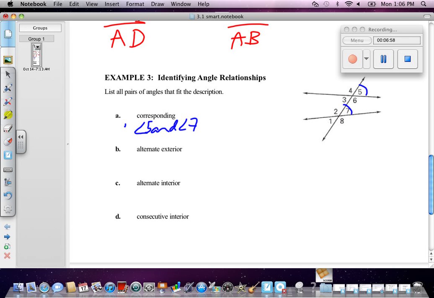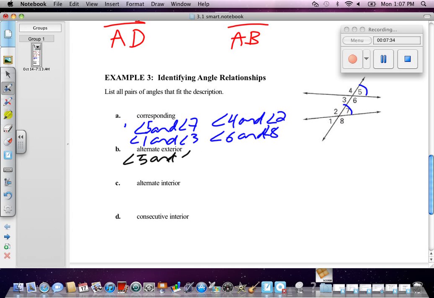4 and 2? 4 and 2. What else? 1 and 3? 1 and 3. And 6 and 8? 6 and 8. Okay. I was talking about the corresponding ones. 6 and 8, yeah. 8 and 6, either way. 5 and 1, good. 8 and 4? And 8 and 4. Yep, those are it.